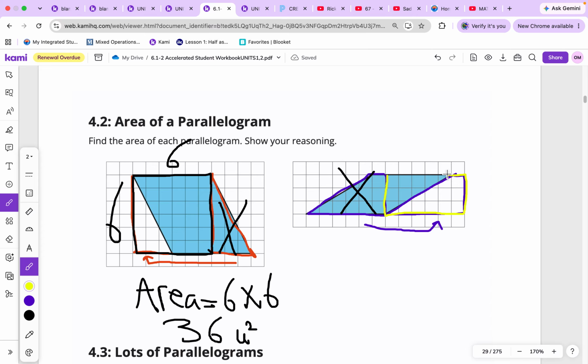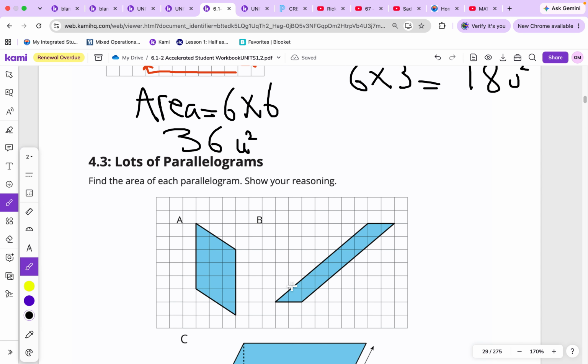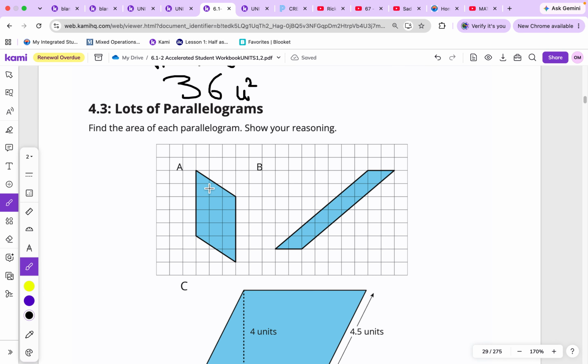Rectangles are also parallelograms. And I can just use my length times width numbers, 1, 2, 3, 4, 5, 6. And the width is 1, 2, 3. So I can say area is equal to 6 times 3, which is 18 units squared. Okay, next section is 4.3. It says find the area of each parallelogram, show your reasoning.